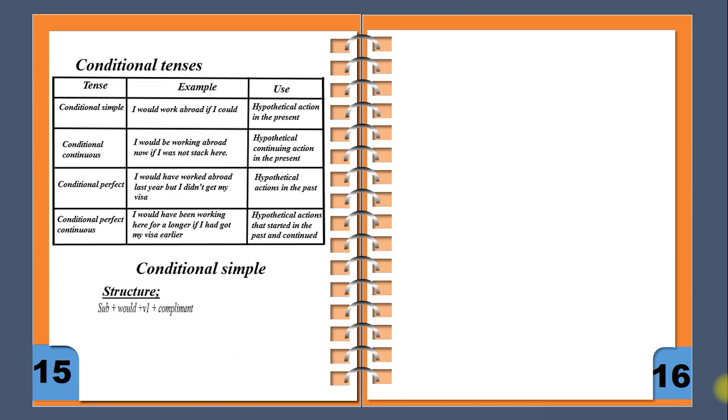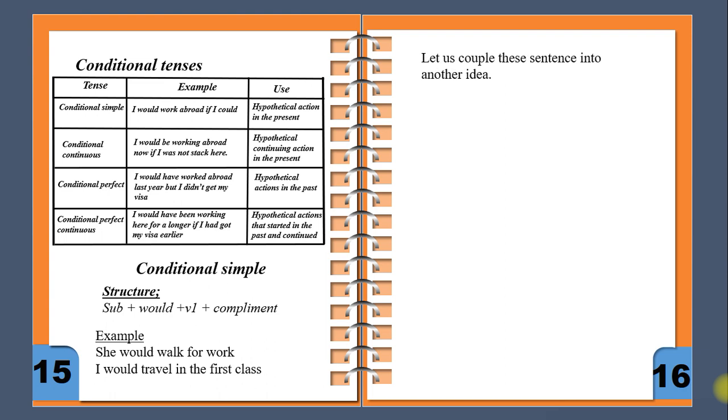Conditional simple. Structure: subject plus would plus base form of the verb plus the complement. Example: she would work for work. I would travel in first class. Let us couple the sentences into another idea. She would work for work if she lived closer. And I would travel in first class if I won the lottery.